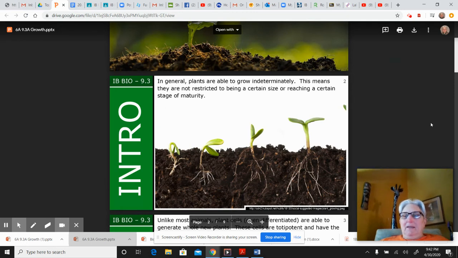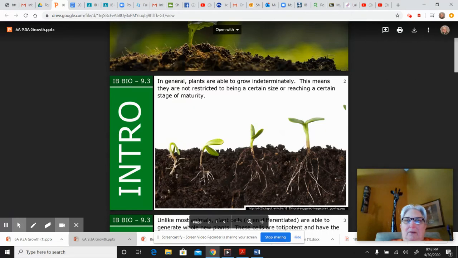But we'll take a look at that next week, and we'll also talk a little bit about what's called tropism, which is the reason that plants either grow towards the light, which is phototropism, or grow with roots towards the center of the earth, towards the pull of gravity, which is geotropism. So we'll look at that next week.